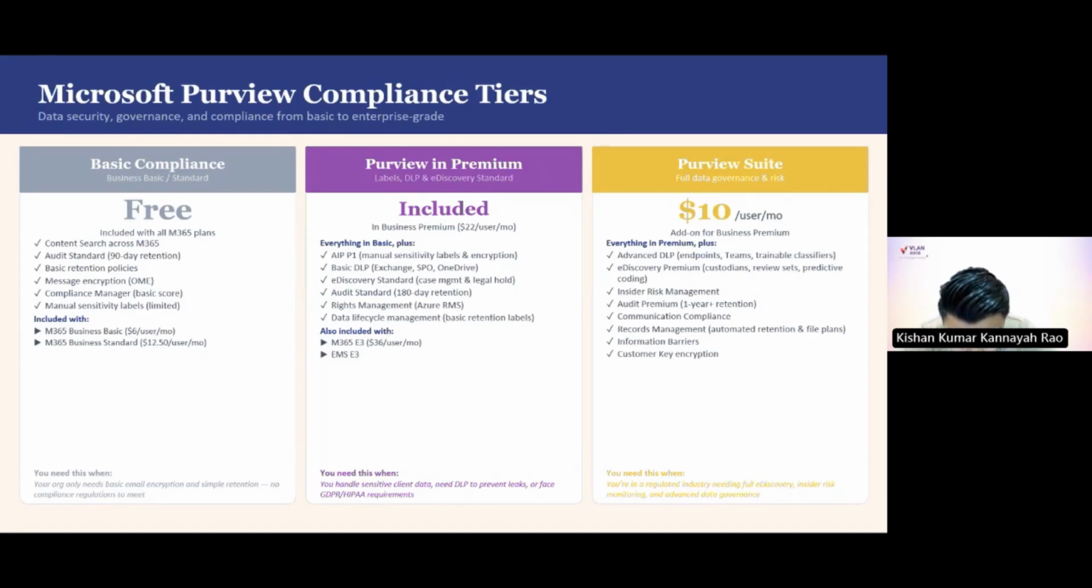So what are the things included here in everything in basic? You have AIP Plan 1, Azure Information Protection Plan 1, which is manual sensitive labeling and encryption. Let me give you a simple idea of what this AIP does. I create a document and apply sensitive labeling, saying maybe this is confidential for finance use only. I apply the sensitive labeling to finance members only.